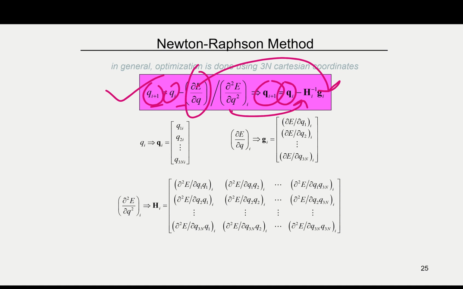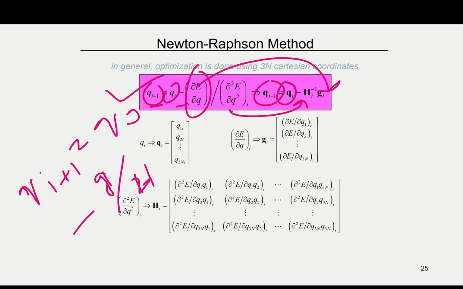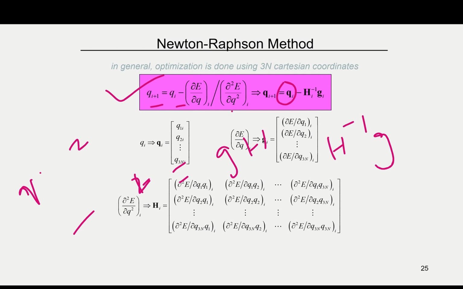It means this equation will give you another equation, which is q_(i+1) equals q_0 minus the first derivative divided by the second derivative. For the first derivative you write g, and for the second derivative you write H. It will become g H^-1, or H^-1 g, like this. Okay, now you can see in here they will give you this one.